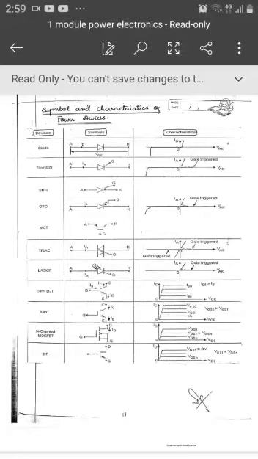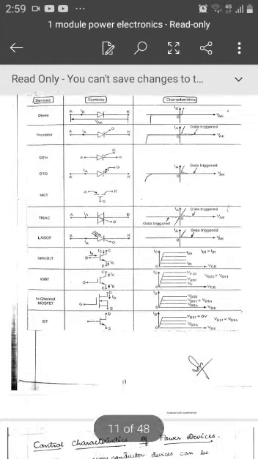In today's class, we will start the symbol and characteristic of the power devices. The first one is the PN junction diode. The PN junction diode has two terminals, anode and cathode, and its characteristics are forward bias characteristic and reverse bias characteristic.